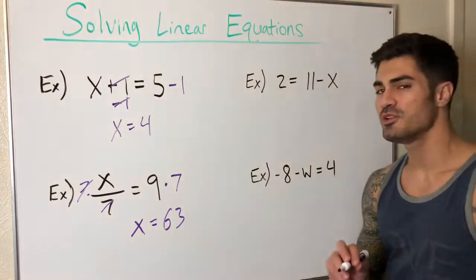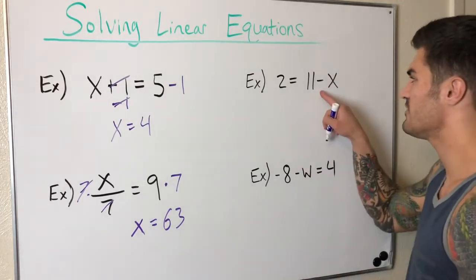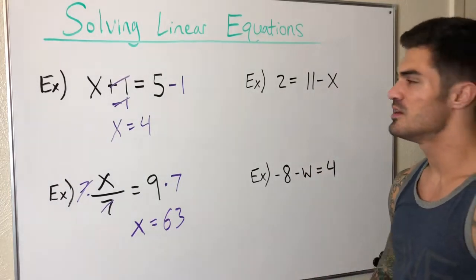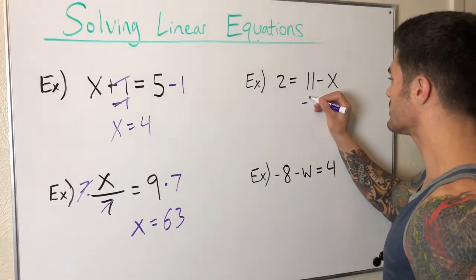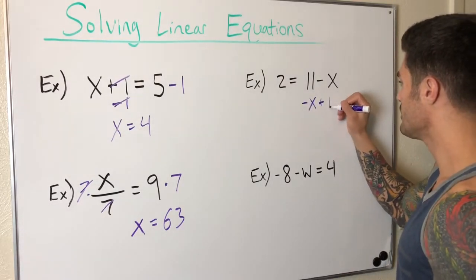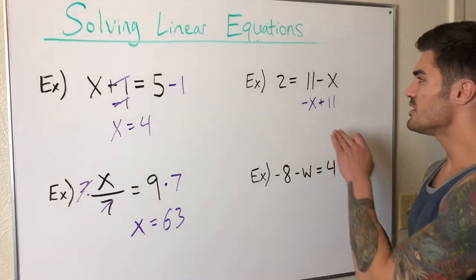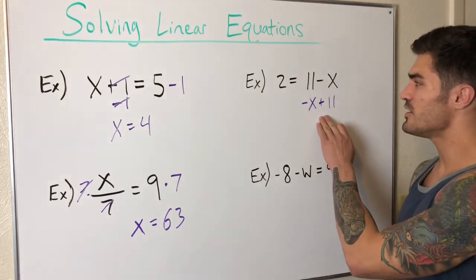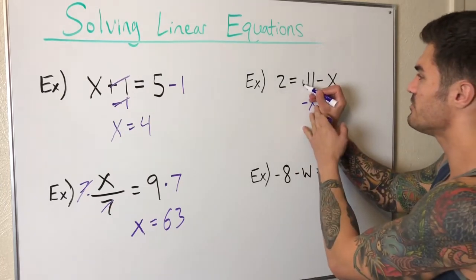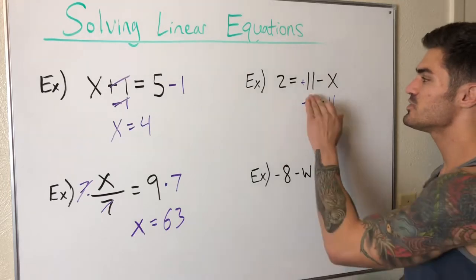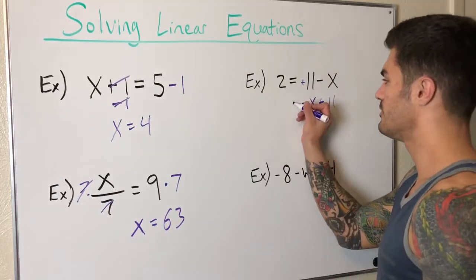Okay, now this example is a little bit tricky. 2 equals 11 minus x, and it's only tricky because we have this minus in front of the x. So I'll show this little trick. This is the same thing as writing negative x plus 11. The only reason you can rewrite it like this, if you want to, is so you can see a little bit clearer that you're going to have to subtract 11 from both sides, right? This is a positive 11. So you're going to end up subtracting 11 from both sides to get the minus x by itself.